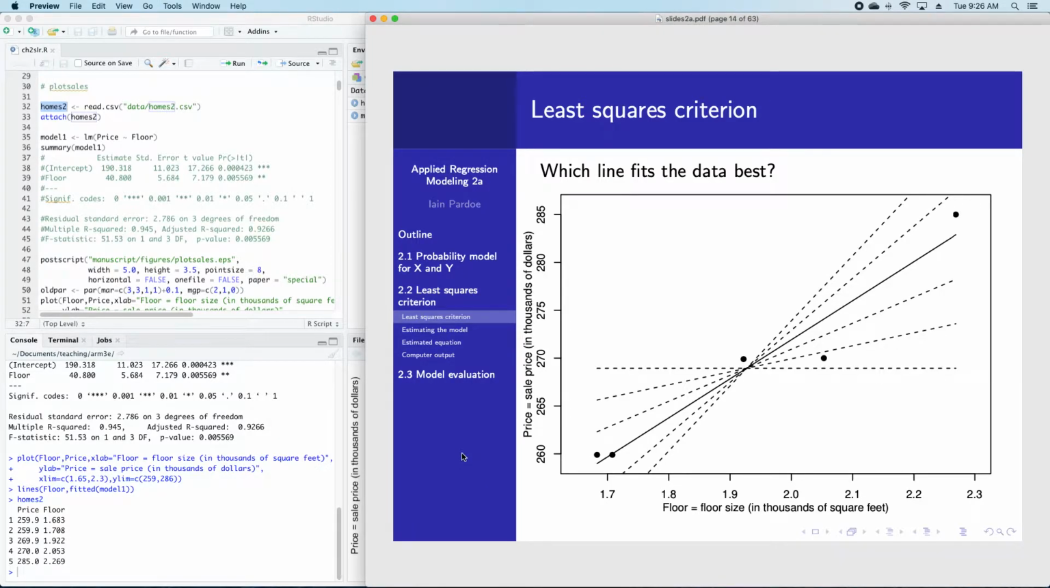So here's all the lines plotted on a graph all at once. Those are the dashed lines, and then the solid line is the one that I think fits the data the best, this one.